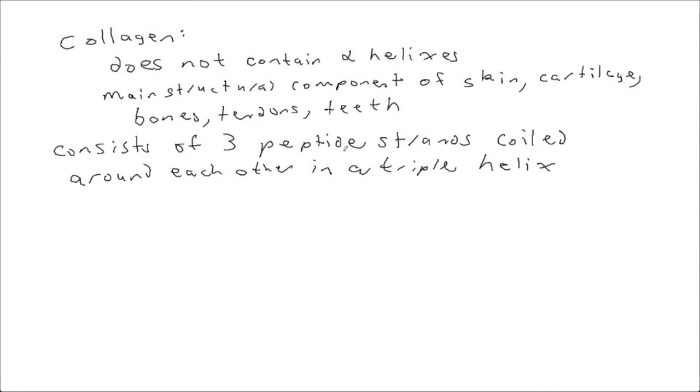So what type of molecule is collagen? Collagen is a protein molecule. It's also a protein. That's right. And what's its structure? It has three peptide strands coiled around each other. Okay. Are they alpha helixes? No, it does not contain alpha helixes.